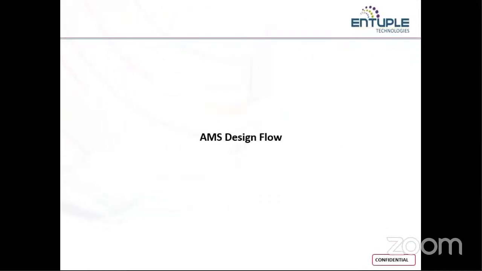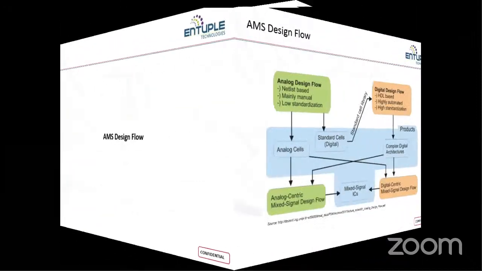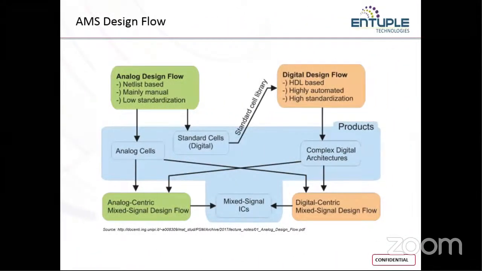So now let us get into the topic of interest, which is AMS design flow. This is the basic block diagram. When you talk about AMS, you have two types: one is analog on top and the other one is digital on top. In both cases, you should be working with the analog modules as well as the digital modules. But how do we work on it? What are the requirements from the analog modules as well as the digital modules?